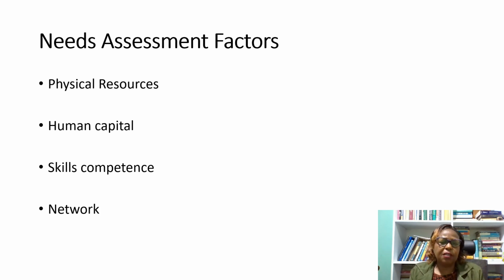There are some factors that are important to help you conduct the counseling needs assessment before practicum. One, you may ask yourself, where am I going for counseling, what physical resources are available there? For example, will I be given an office? If I am given an office, is that office going to be shared, or is it going to be my own office? What else is there?